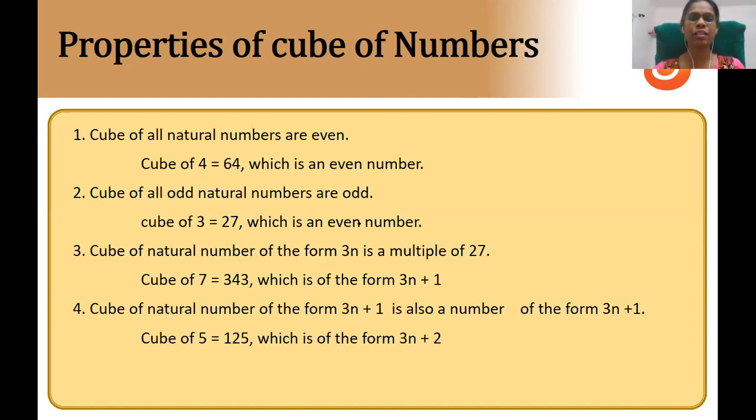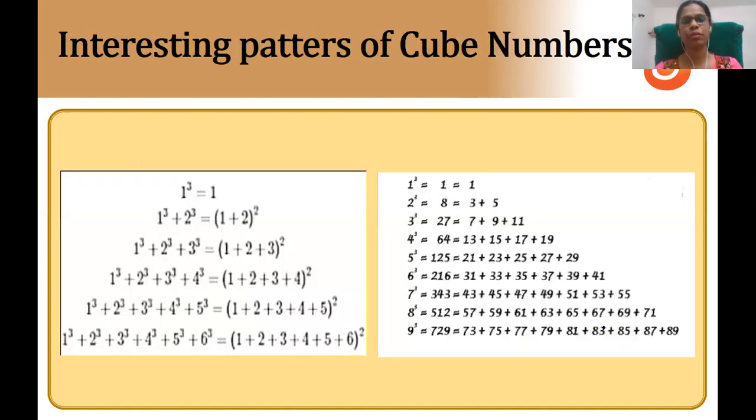I'm sorry, it's written here, even number. Cube of a natural number of the form 3n is a multiple of 27. Like the cube of number 7 is 343, which is in the form of 3n plus 1. Cube of natural numbers of the form 3n plus 1 is also a number of the form 3n plus 1. Cube of 5 is in the form of 3n plus 2, and so on. I hope you understood.